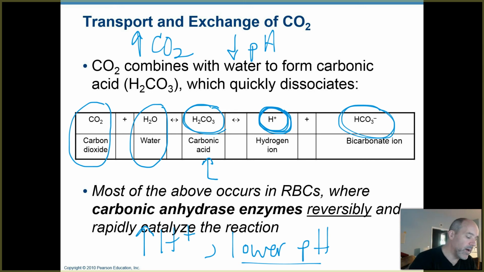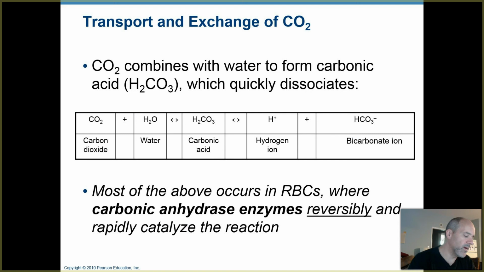Okay, so when this carbonic acid over here breaks apart, it releases a hydrogen ion, and then the other part of the molecule that's left is HCO3 with a negative charge, and that is what we call a bicarbonate ion. And I want you to notice something on this equation.